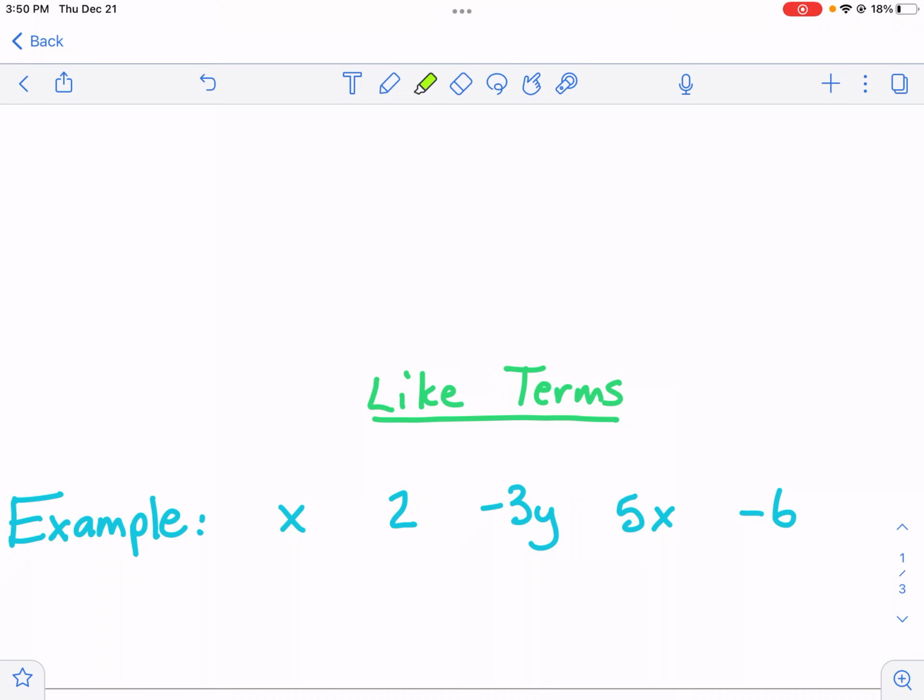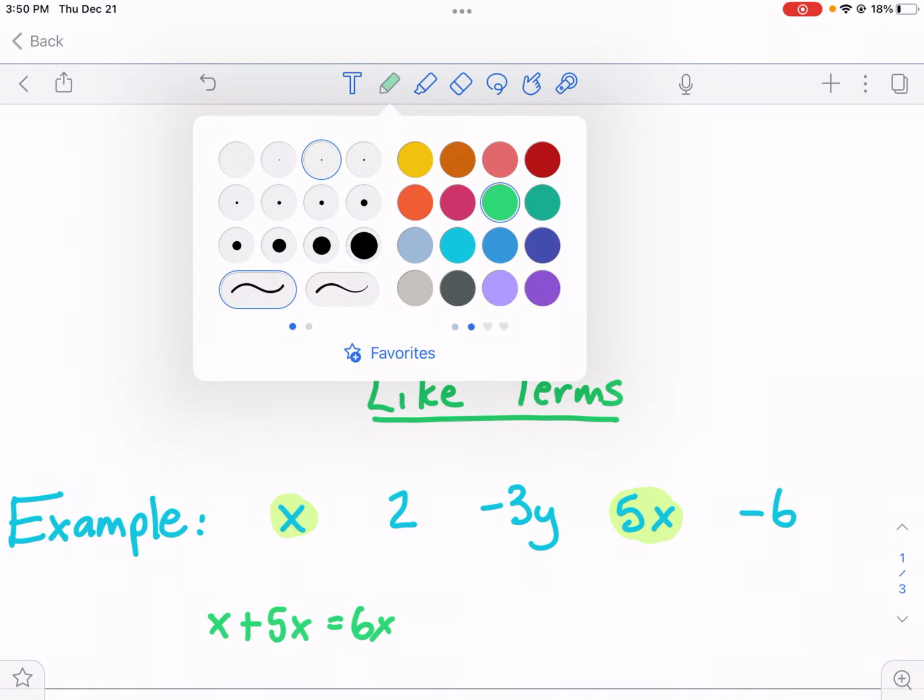And let me explain. So if we're looking at these, let's see, 1, 2, 3, 4, 5 different terms, we'll see that x here, there's an x here, and there's an x over here. These two are like terms because they both have an x, and we could combine them. So if we had x plus that 5x, we could have 6x. Now let's take a look at another example.